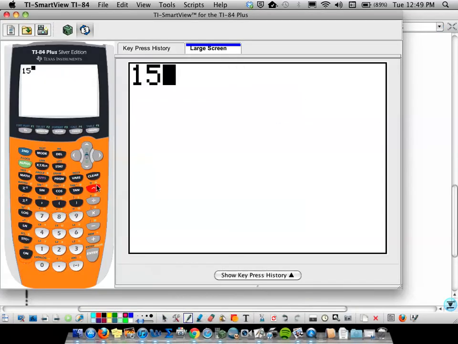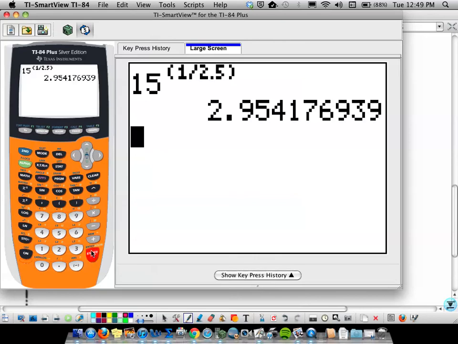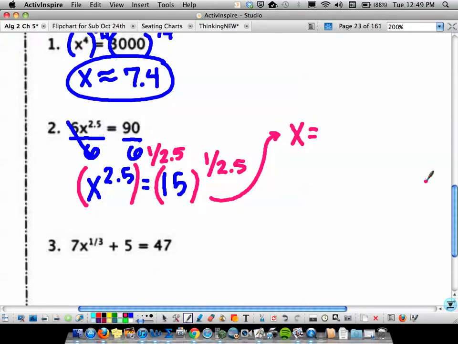15 raised to the parentheses 1 over 2.5, close parentheses. Your calculator might look a little different if you have an older operating system than the calculator I have. That's why I'm putting the parentheses in. Make sure you do that. And our answer is about 2.95. And we get x approximately equal to 2.95.